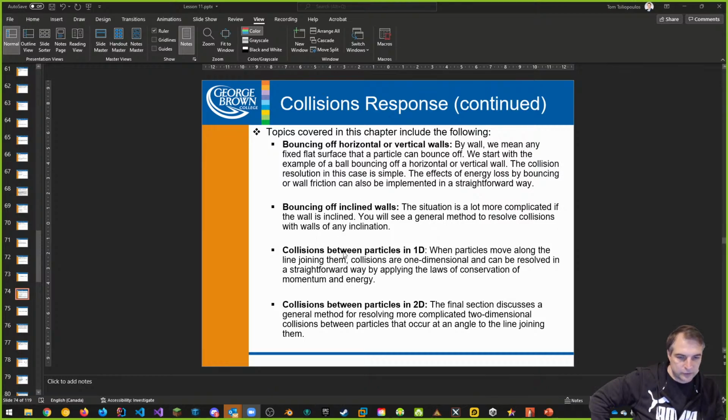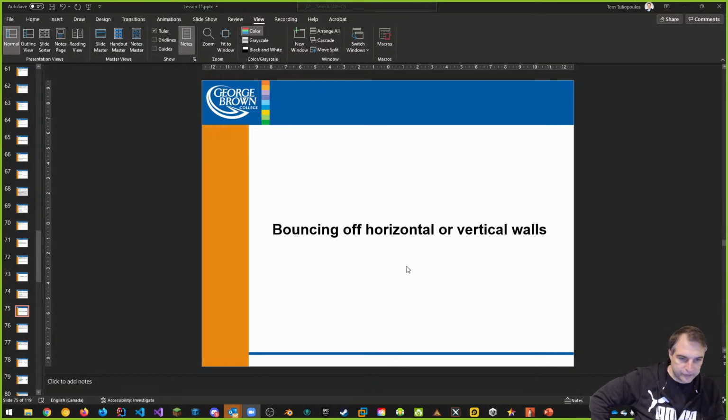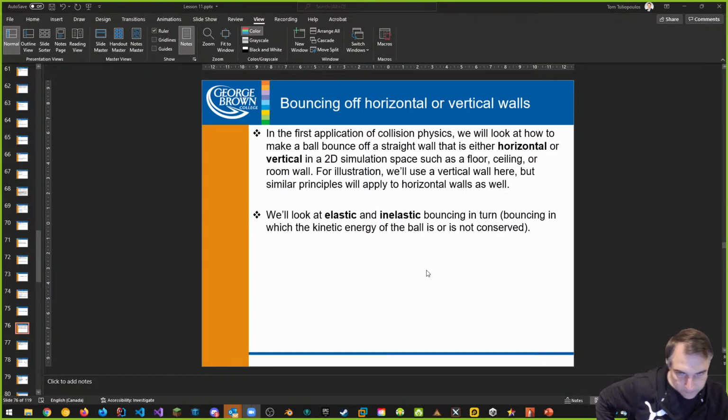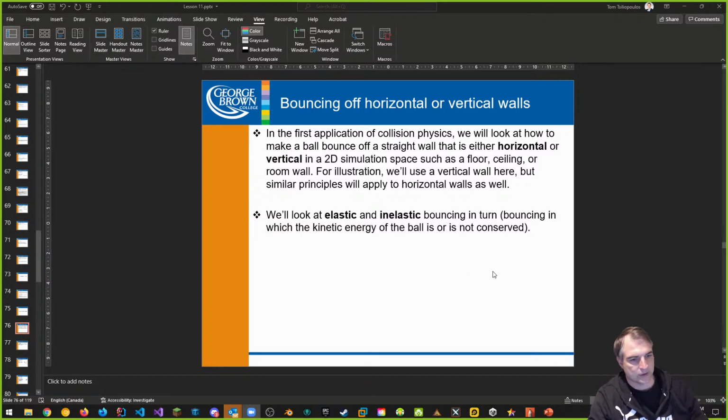Okay. Collisions between particles in 1D. When particles move along the line joining them, collisions are in one dimension and can be resolved in a very straightforward way. Collisions between particles in 2D. The final section discusses a general method for resolving more complicated two-dimensional collisions between particles, and you can extend this into 3 dimensions, which we're going to do in a future lesson. How about bouncing off vertical or horizontal walls? The first thing we're going to look at is horizontal and vertical. We'll look at elastic and inelastic bouncing in turn, that is, bouncing in which the kinetic energy of the ball is or is not conserved.